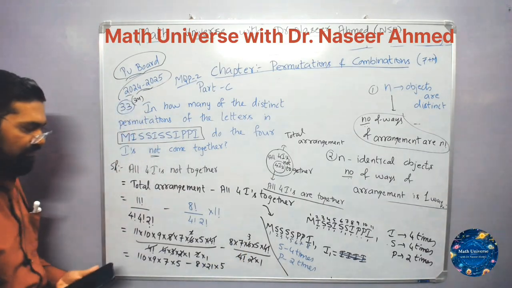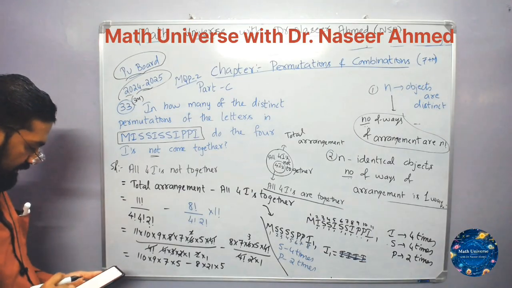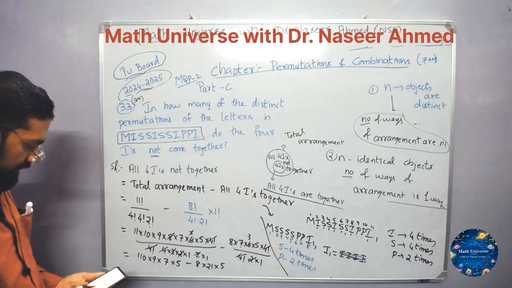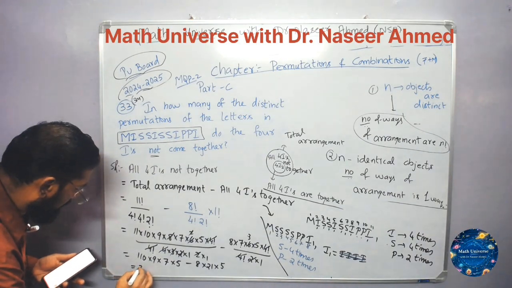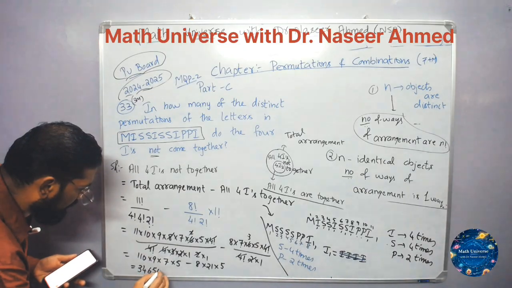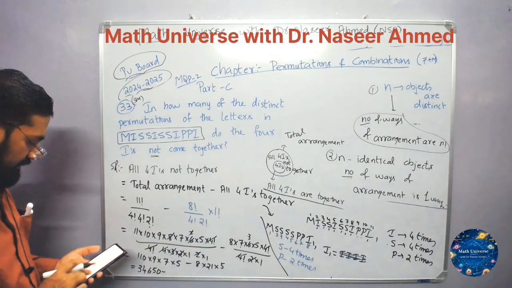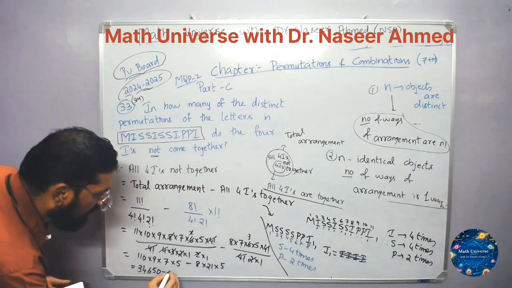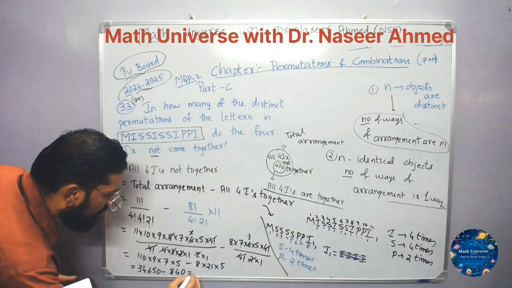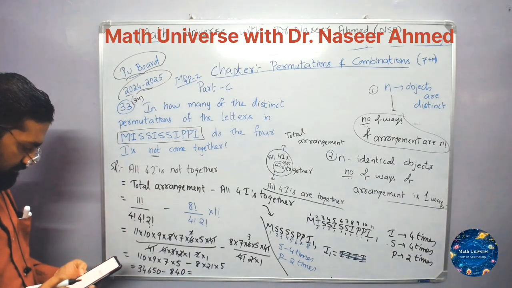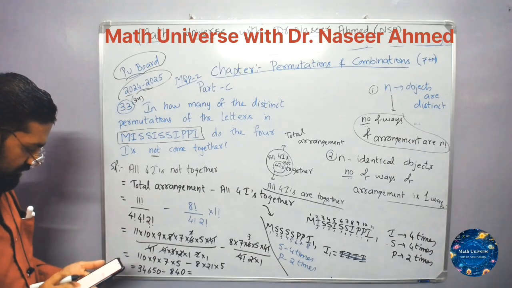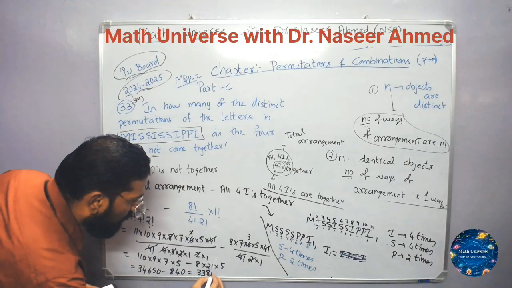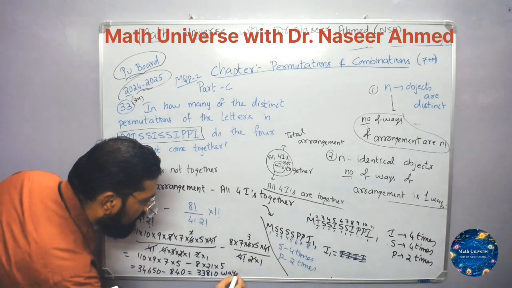Basic things, we can do whatever way we want. Now let us use the calculator for this. 110 into 9 into 7 into 5 gives us 34650, minus 8 into 21 into 5, which is 840. If we subtract this, we get 33810 ways. So these many ways we can arrange.